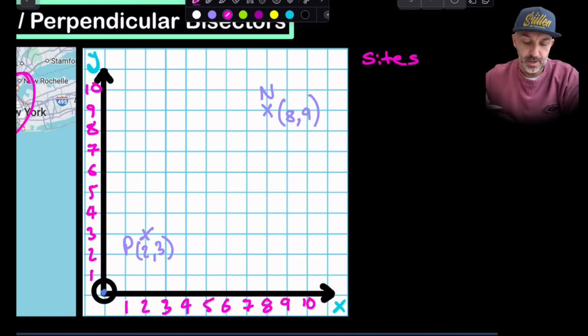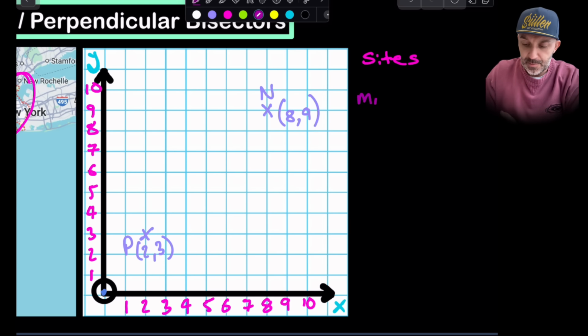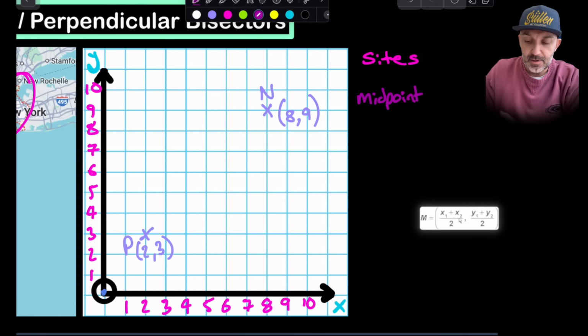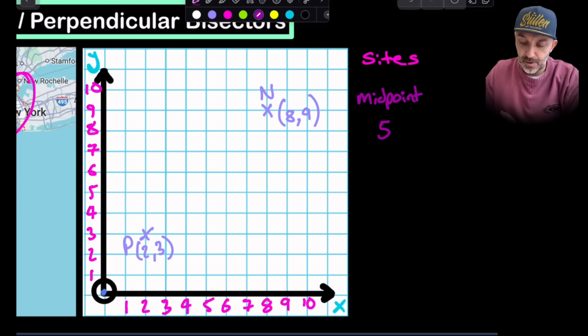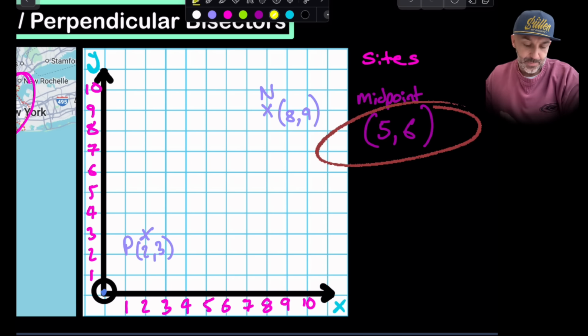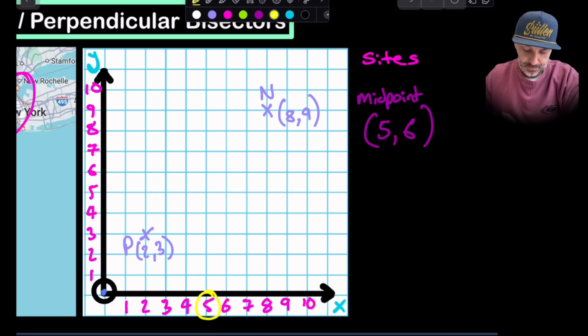First things first, we would need to find the midpoint of the two sites. So using our formula to find the midpoint, we would need to sum the x values together and divide by 2. So I can see that 8 plus 2 is 10, divided by 2 is 5, and 9 plus 3 is 12, divided by 2 is 6. So the midpoint of P and N is actually (5, 6). So let's go ahead and mark that on. So we've got 5 and 6. Let's use a nice bright color here. There. Okay, so that's a midpoint. Now, you can find that just by counting the squares and doing it visually. That's absolutely fine if the squares are there. Now, the perpendicular bisector will run through sort of like here.